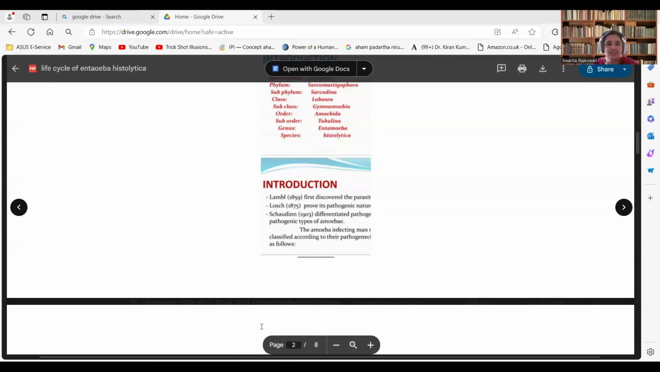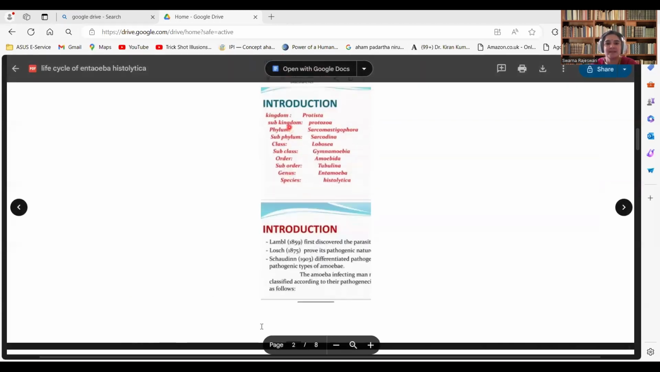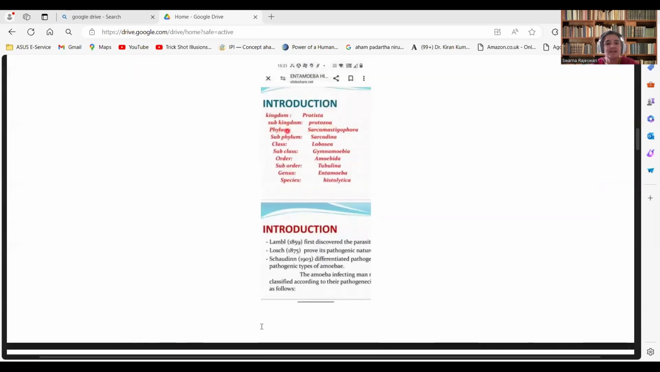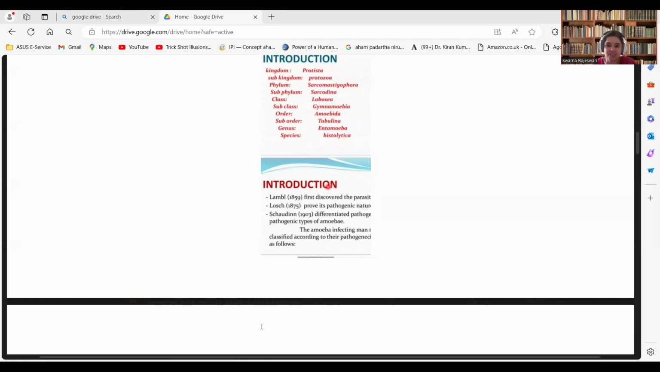When we see the classification of Entamoeba histolytica, it belongs to the kingdom Protista, subkingdom Protozoa, phylum Sarcomastigophora, subphylum Sarcodina, class Lobosa, order Amoeboidea, genus Entamoeba, and species histolytica. Here, mainly we have to remember the phylum Protozoa, class Lobosa, order Amoeboidea, genus Entamoeba, and species histolytica. So this is about the classification of Entamoeba histolytica.